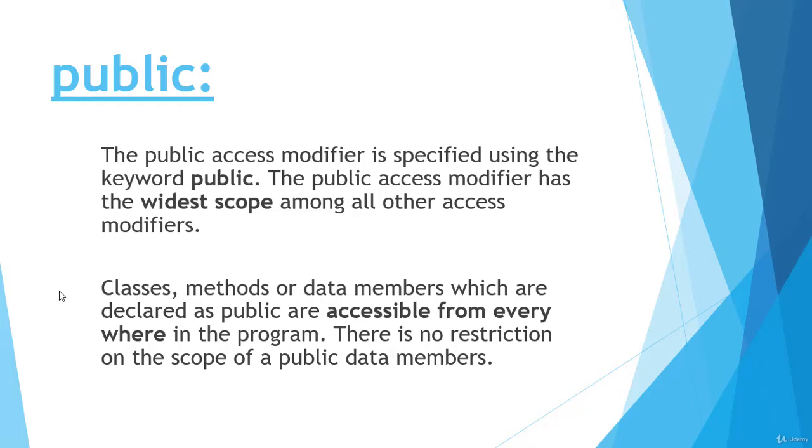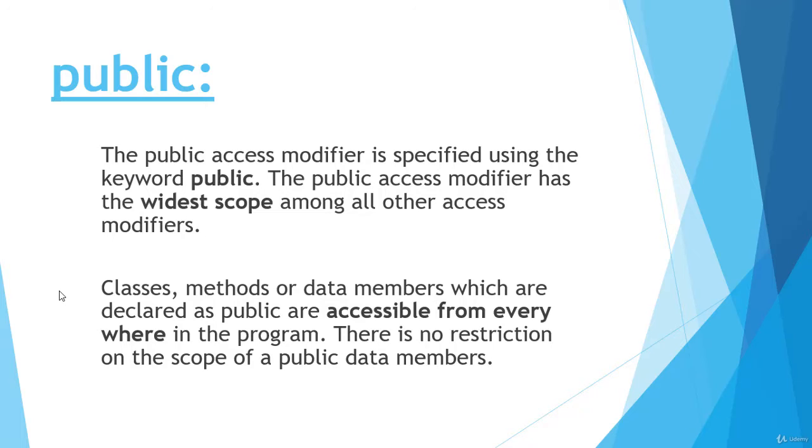You can access that member within a class, within a package, and also outside the package. So when we use the public access modifier, we can use that member anywhere we want. There is no restriction on the scope of the public data members. So these are the 4 access modifiers in Java that help us to make our program more efficient.